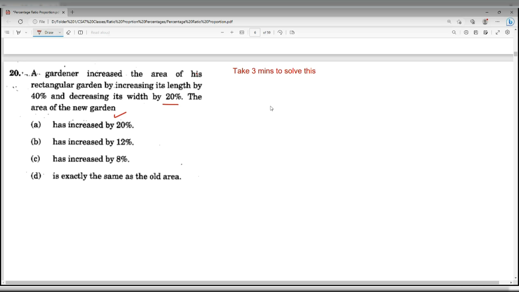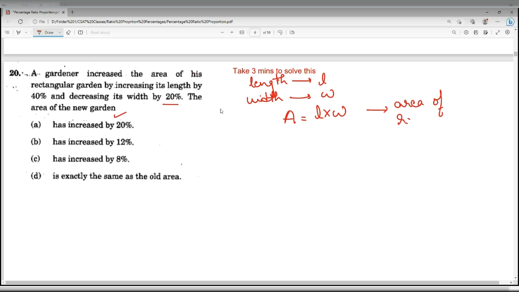So let the earlier length be L and the width be W. And the earlier area was L into W. This is the area of a rectangle, length into width.